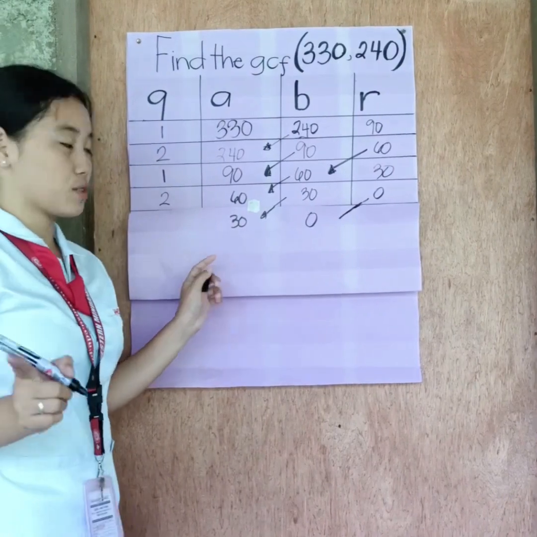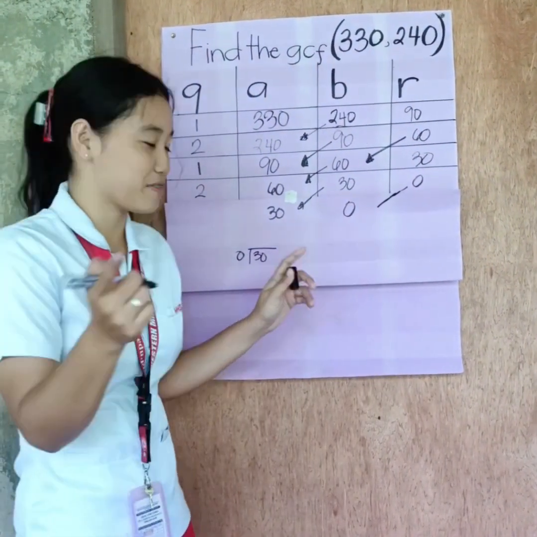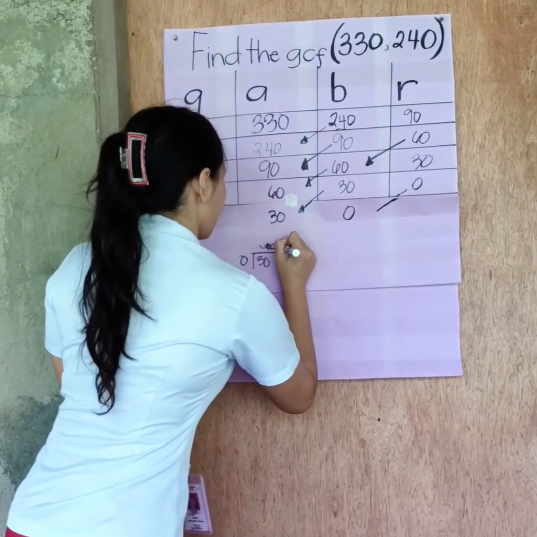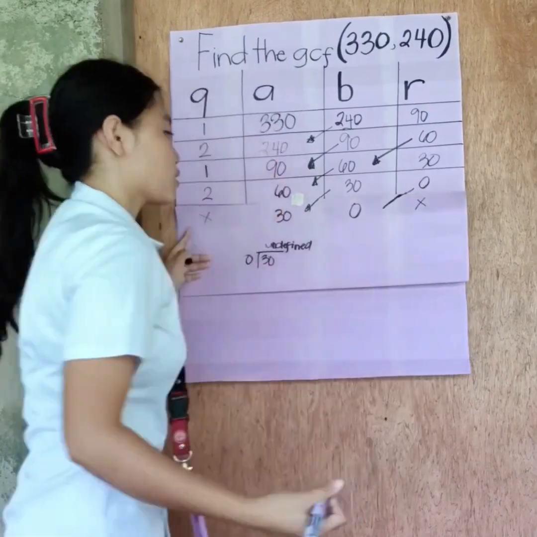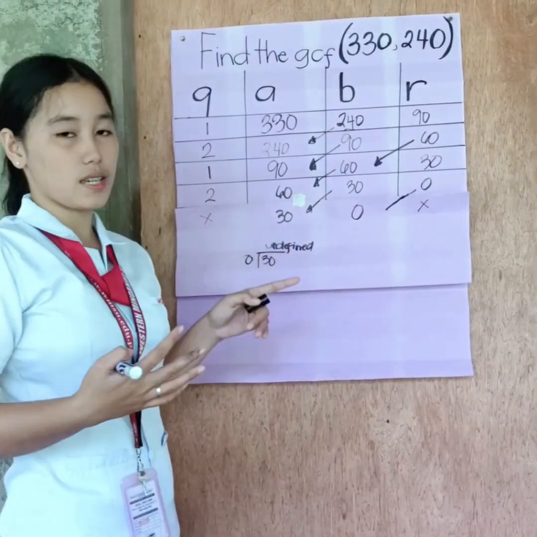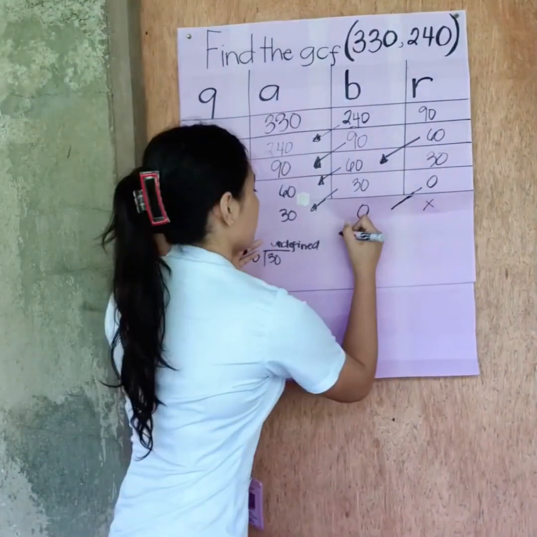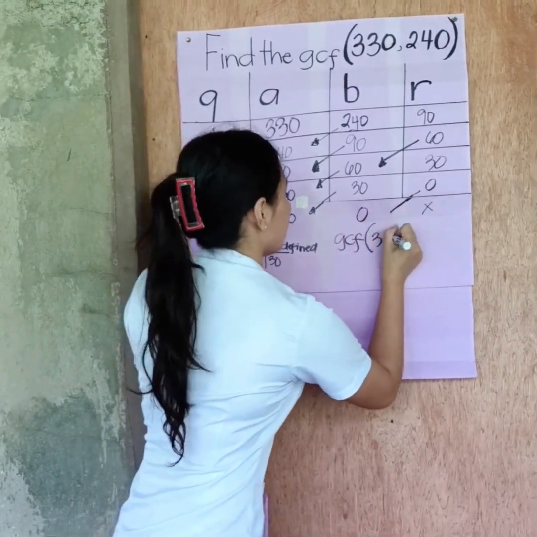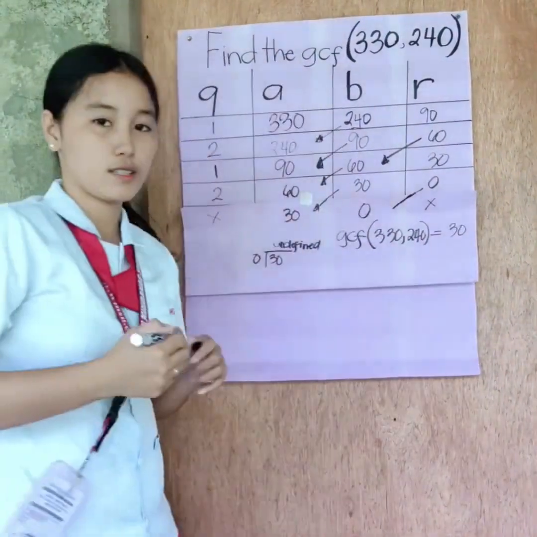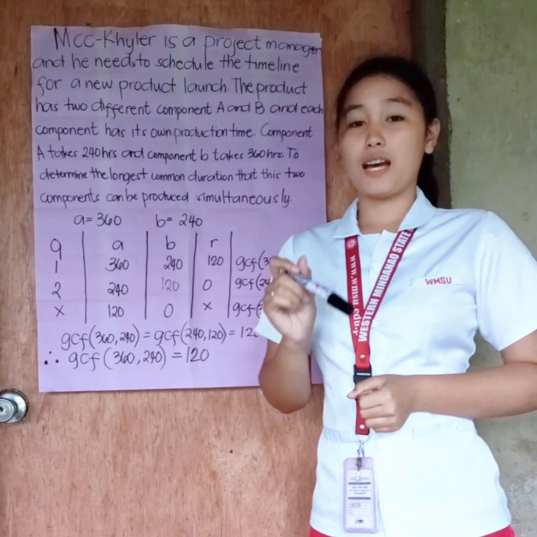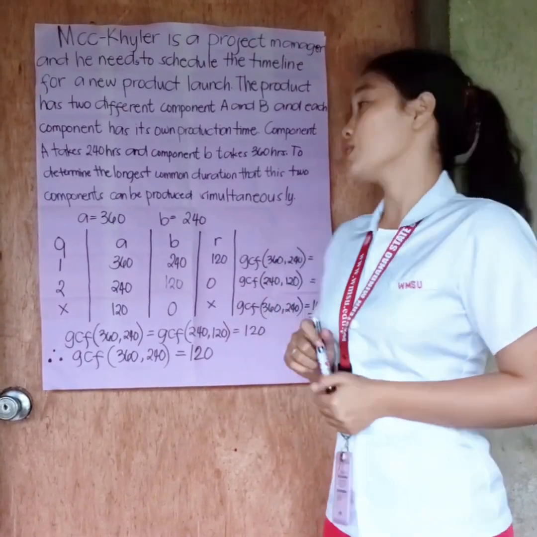So let's do the division operation. 30 divided by 0 is undefined, right? So let's write x here since it's undefined. So we can now have the GCF since our B here is 0 and A here is 30. So we will write GCF is 30. Do you understand, class?